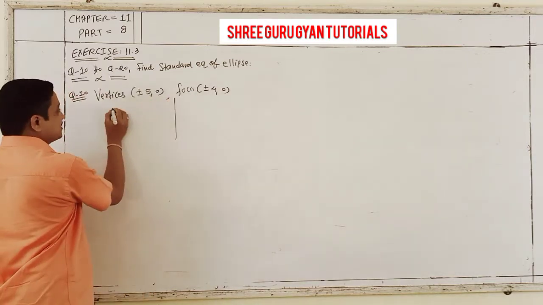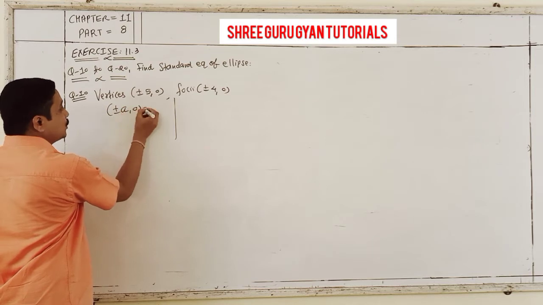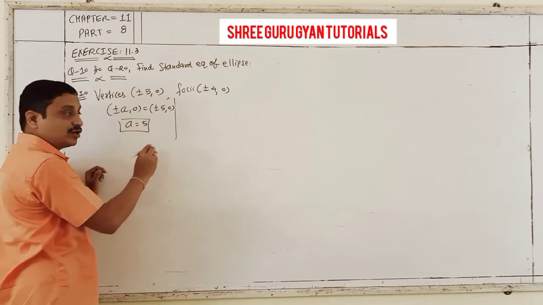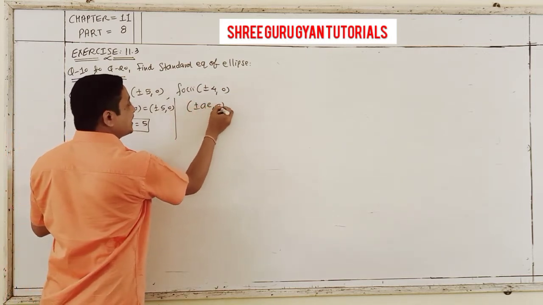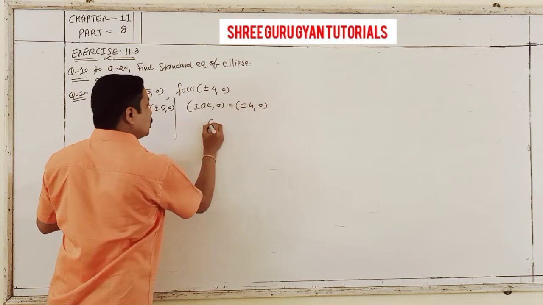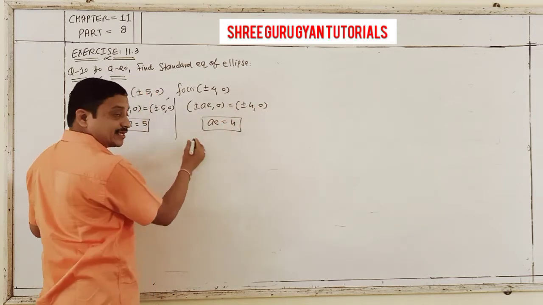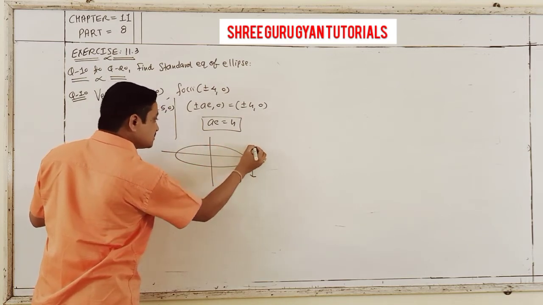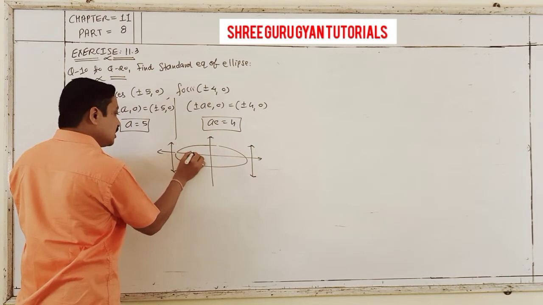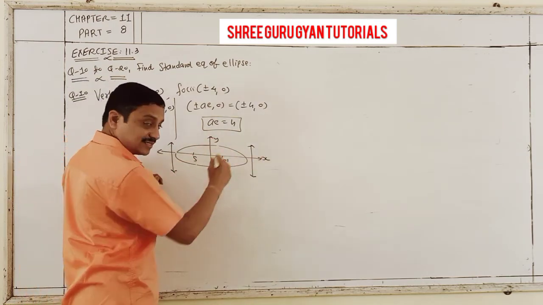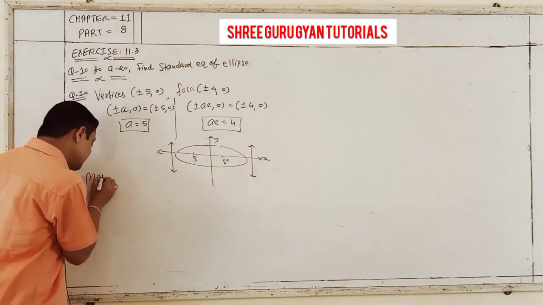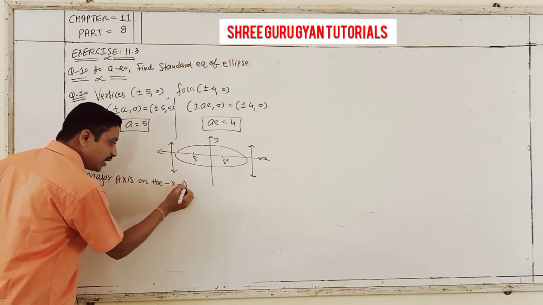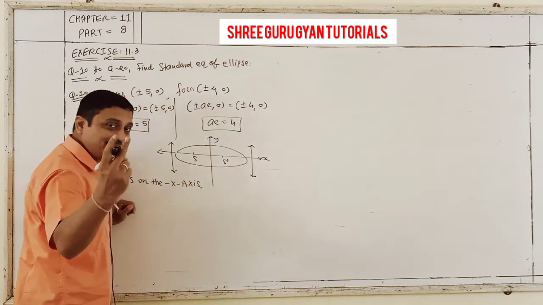Students, vertex is on the x-axis. So plus or minus a, 0 is plus or minus 5, so a becomes 5. And focus plus or minus a e, 0 is on the x-axis. You know ae is equal to 4. On the x-axis means surely the major axis is along the x-axis, confirm that. So mention here major axis on the x-axis.